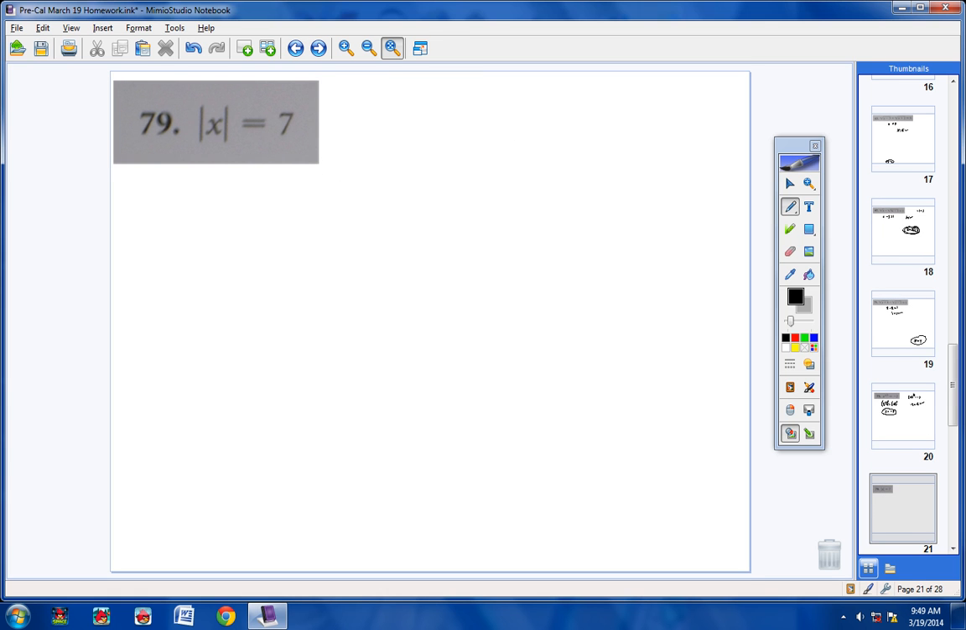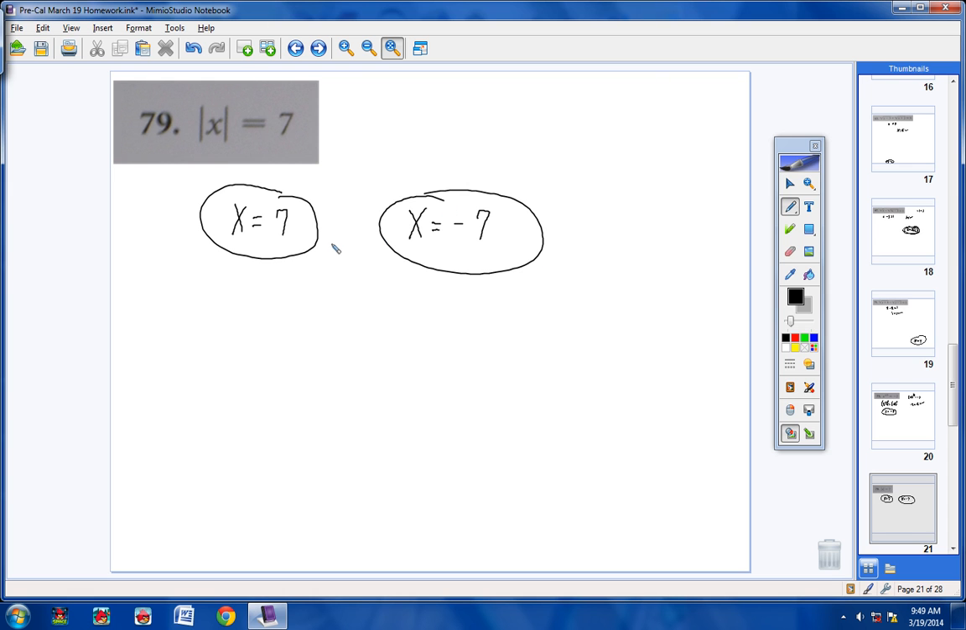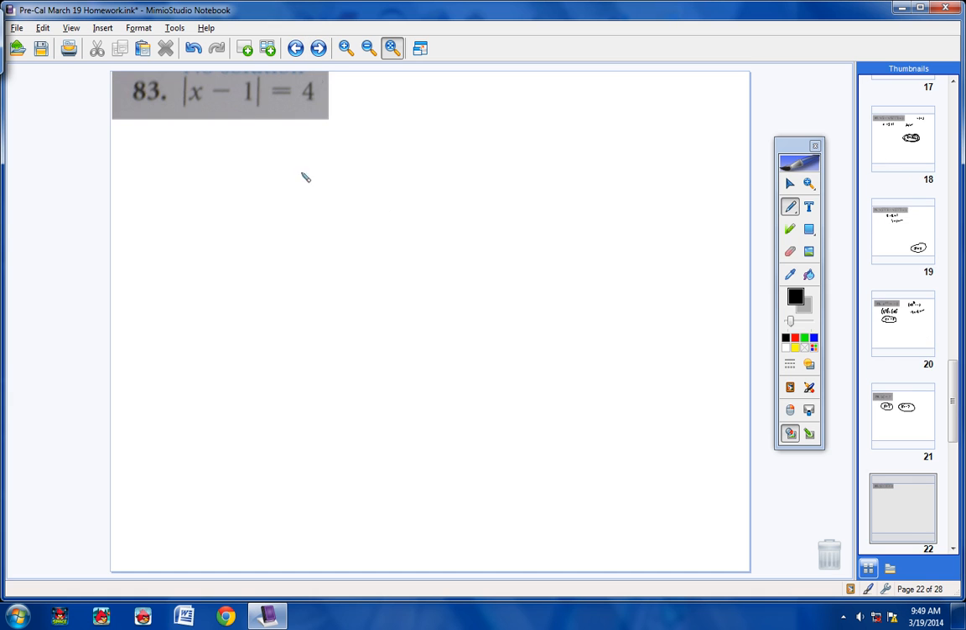Number 79. Well, what I've taught you to do on these is step 1, isolate the absolute value. We've already done that. And then step 2, you write two equations. First of all, you write the equation just like it is without the absolute value bars. So x equals 7. Then you take this equation here and you rewrite it, only you change the sign of this number right here. So x equals negative 7, and then you solve each equation. Well, you can't really solve these, they're already done, so there's your two answers. X equals positive or negative 7.